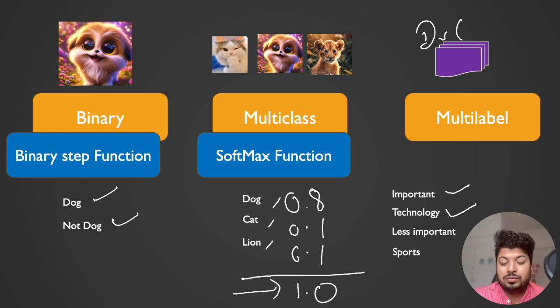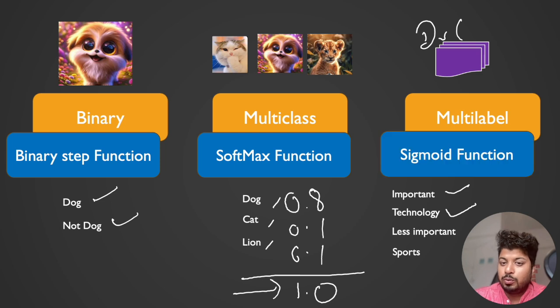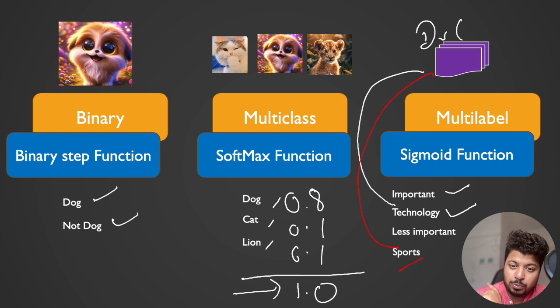That means the probability of happening of all the events will always sum to 1. That's why here we use the softmax function, because a dog cannot be a cat and a cat cannot be a dog. On the contrary, in multi-label classification on the output layer, we go for the sigmoid function because one object can be attached to multiple labels. This document can belong to both the sports category and it can be less important as well. So it's pretty easy so far.